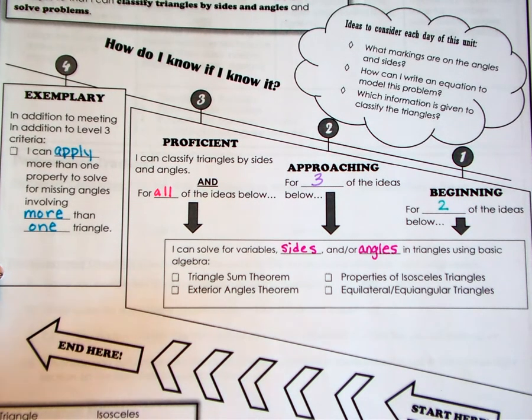For level 2 to be approaching proficiency, you must be able to accurately use 3 to solve for variables, sides, and/or angles in triangles using basic algebra. And to be proficient, you must be able to use all 4 to solve for variables, sides, and/or angles in triangles using basic algebra.